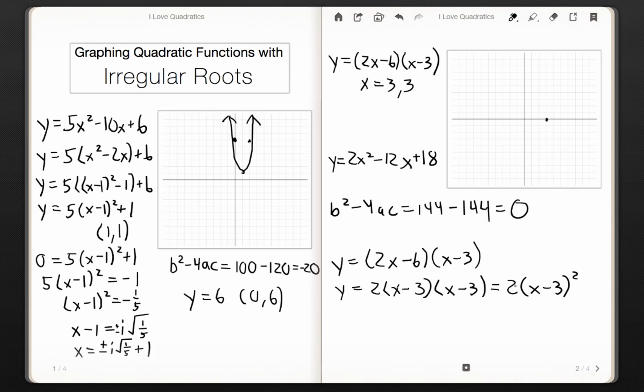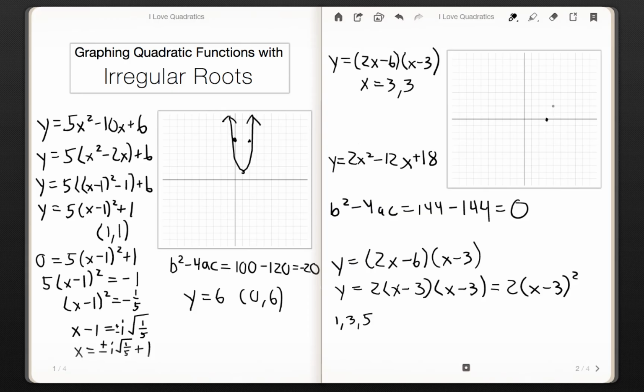And now we have a 2 out front. So remember that if we're graphing in vertex form, the easiest way to do that is to remember the pattern: as x changes by 1, y changes by plus 1, then plus 3, then plus 5. That pattern times whatever the coefficient is out here. So since it's 2, we're going to be going up 2, up 6, up 10.